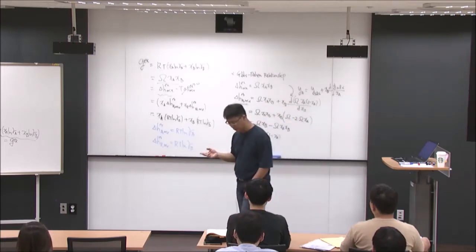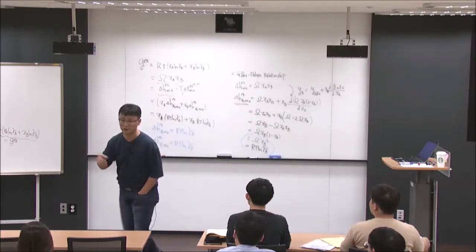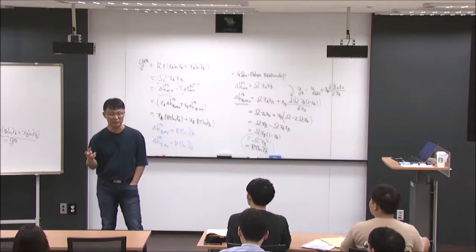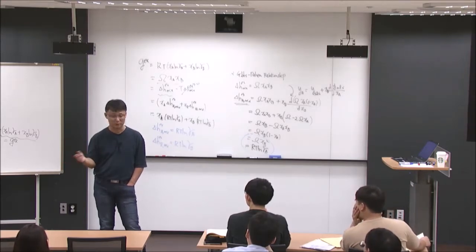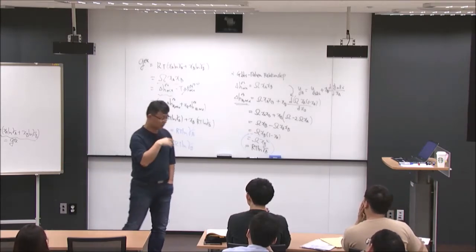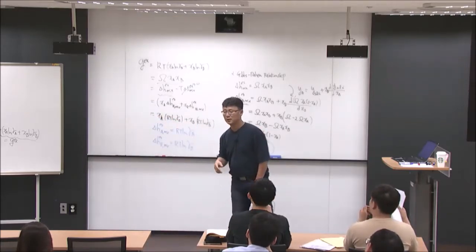And this kind of Henrian activity coefficient is very important, especially for the refining of metals, or when you deal with impurity elements in the solution. All these impurity elements follow Henry's law. Okay, so it's very important in many metallurgical processes and also in ceramic processes.